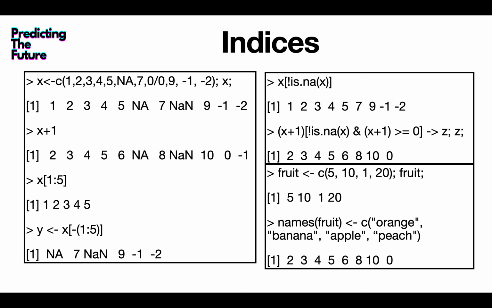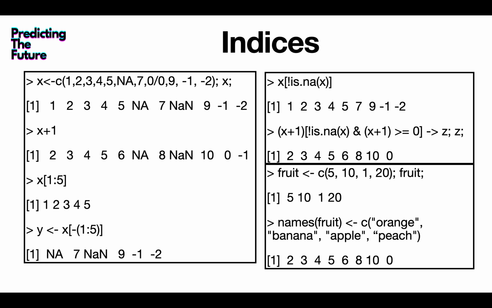We can also get a sub vector of this vector x. So we are taking a sub vector from 1 to 5. So we're only taking the first 5 elements. We can also do a sub vector from the end of this vector x. So here, on the left side, the last equation, y equal to x bracket minus 1 colon 5, is taking the last 5 elements as a sub vector assigned to y.